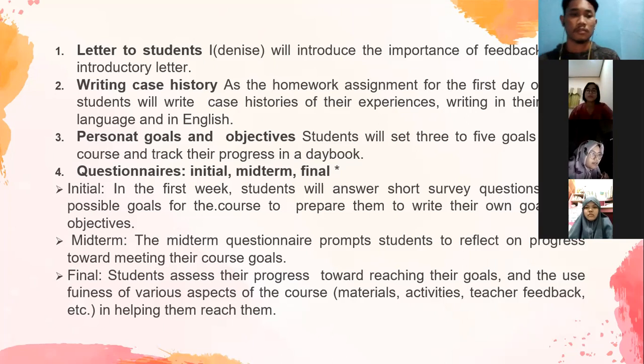Third is personal goals and objectives. Students will set 3 to 5 goals for the course and track their progress in a daybook. Fourth is questionnaire, in initial, midterm, and final. In the first week, students will answer short survey questions about possible goals for the course to prepare them to write their own goals and objectives.